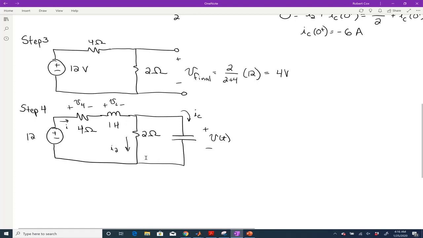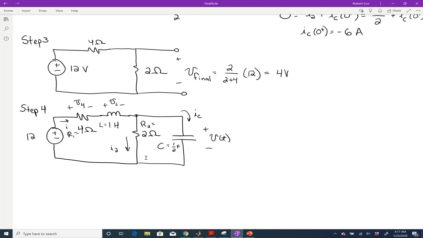All right? Now, just to follow my logic, I'm going to call this, for a second, R1. I'm going to call this guy R2. I'm going to call this guy L. And call this guy C, which is a half a farad.